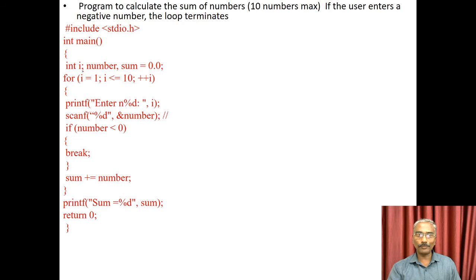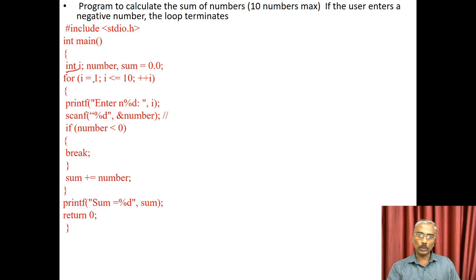Here I am using the variable i as one variable, the number, and you are assigning sum equal to 0.0. So don't use 0.0, because we have declared it with the integer data type. So you have to use sum is equal to 0. So you want to get 10 numbers, so the for loop will begin here.